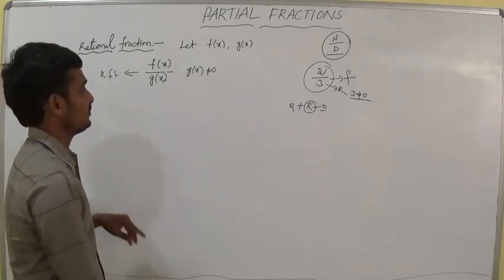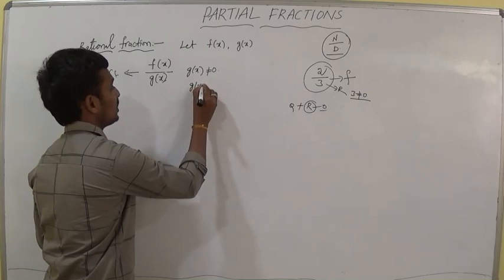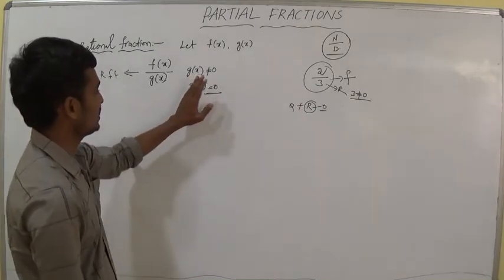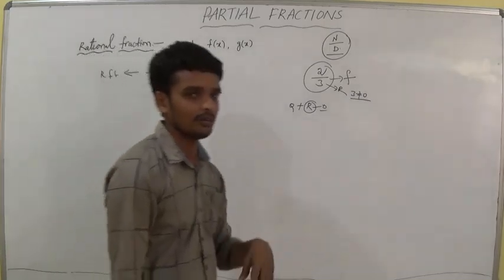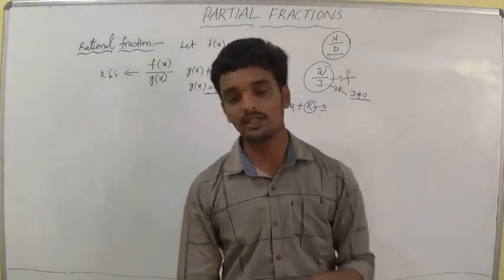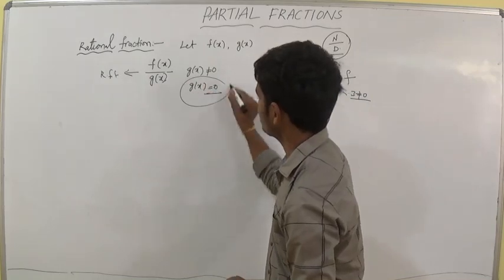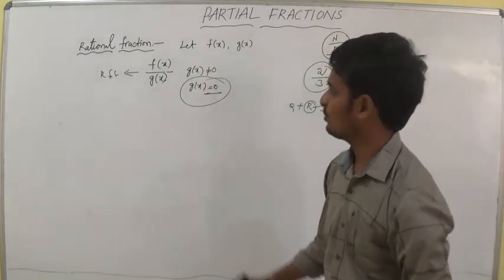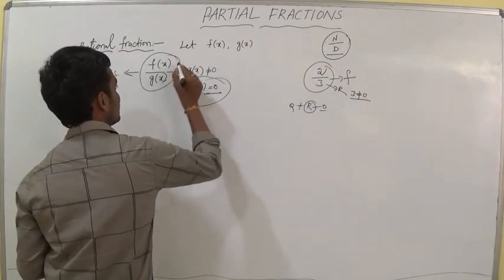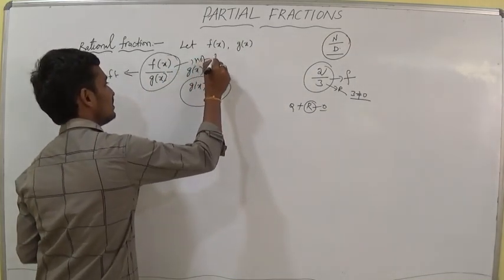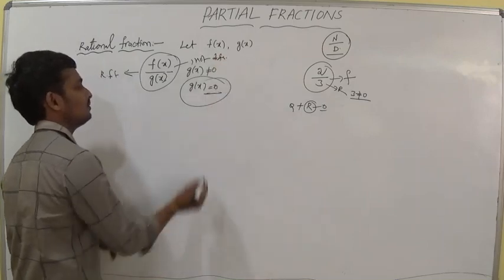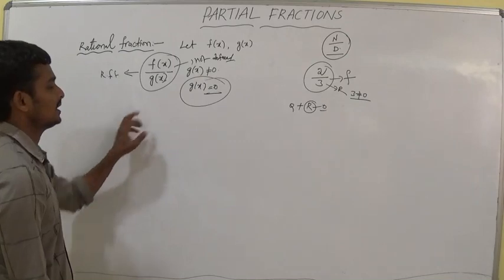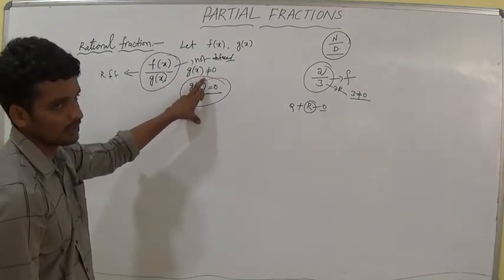Think about it. If g of x is equal to 0, what will happen? If the condition is g of x is not equal to 0, we are happy. If the denominator g of x is equal to 0, what will happen? The whole fraction is not defined. Not defined means we can't find the value. So the denominator g of x should not be 0.